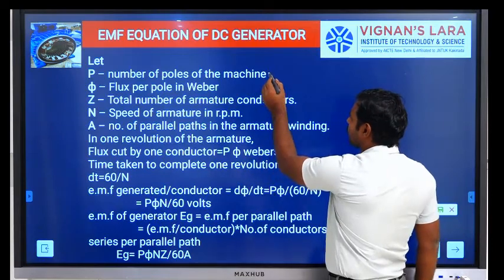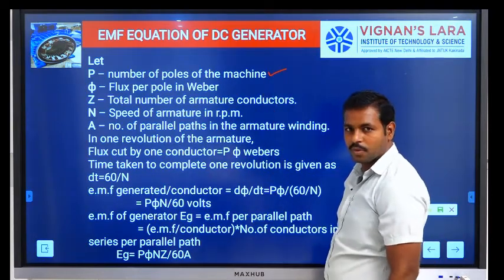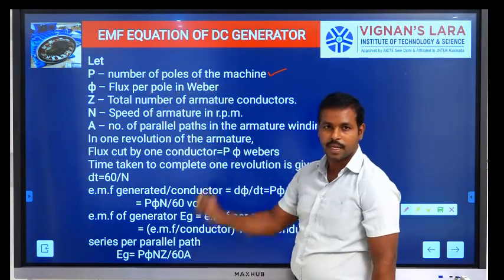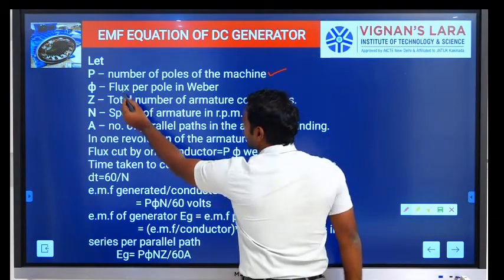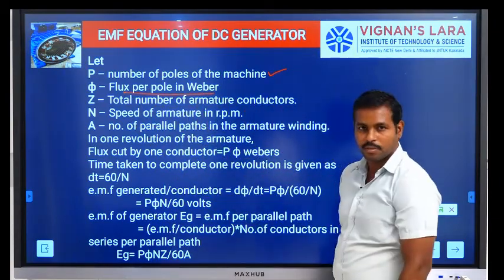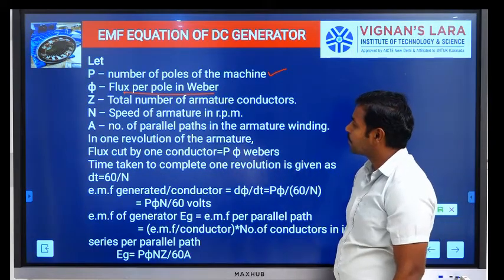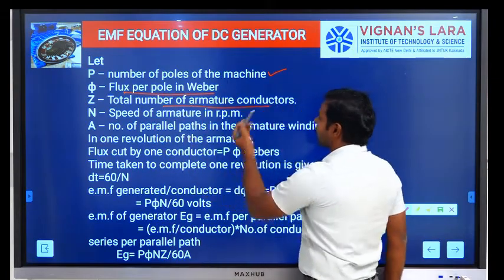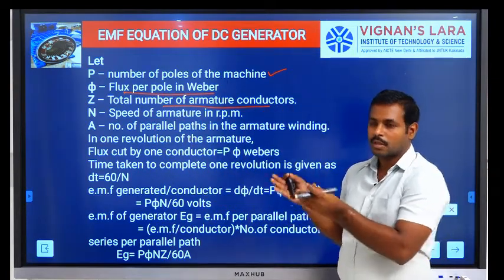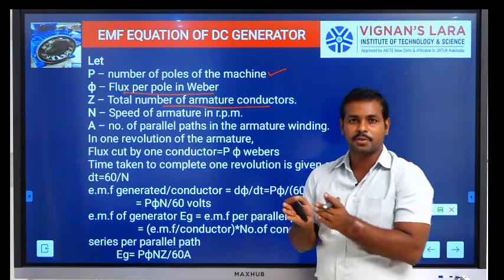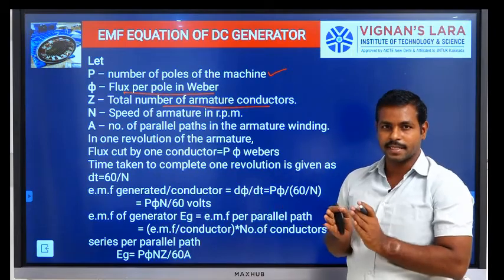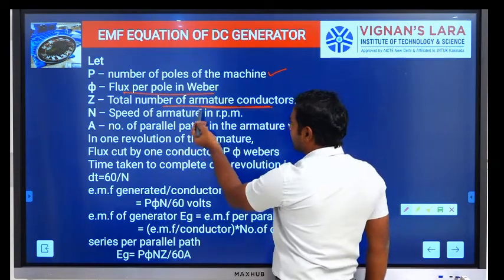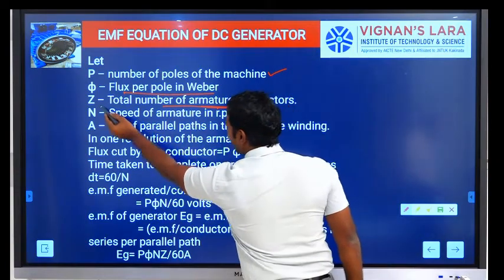First of all, we need to know the notations of a DC machine. P represents the number of poles of the machine. Second, phi is the flux per pole in Webers. These are the units of the parameters. Third, Z is the total number of armature conductors. All of you know the construction of a DC generator has two parts: one is the armature, another is the field system. The armature carries the conductors, and the total number of conductors placed in the armature is denoted by Z.